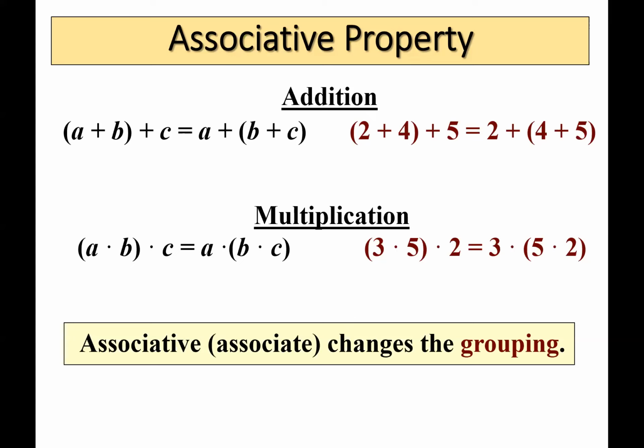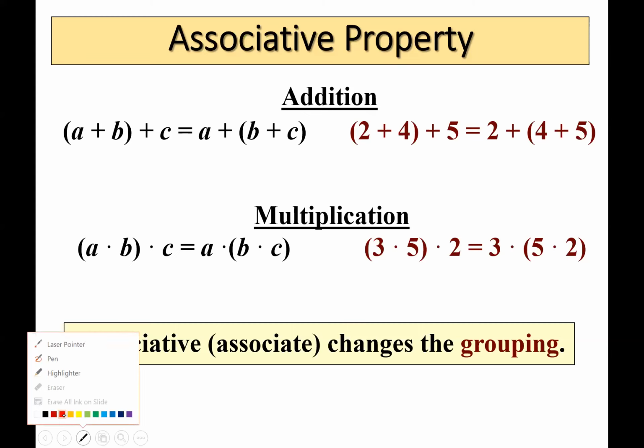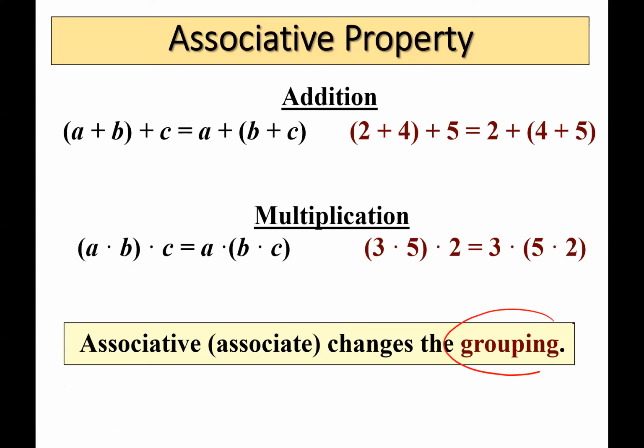So this property is dealing with switching up the grouping. Okay, so when we are adding numbers, we can group them differently and still get the same answer. So here's our example for addition. In parentheses, 2 plus 4, close parentheses, plus 5.